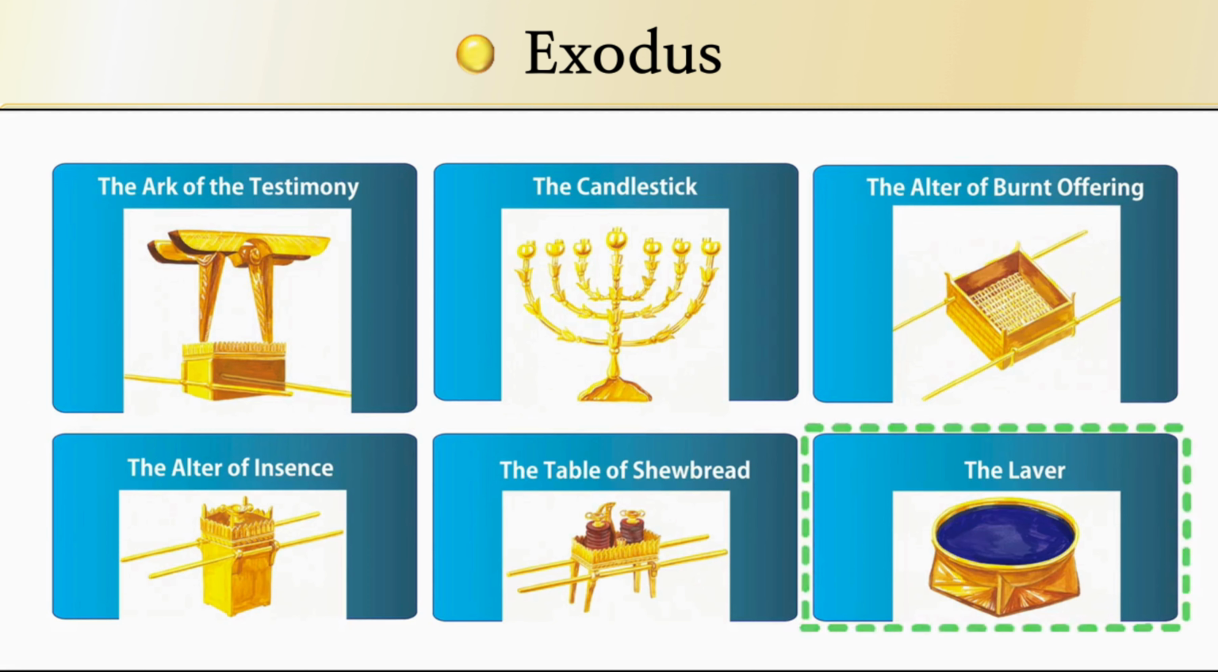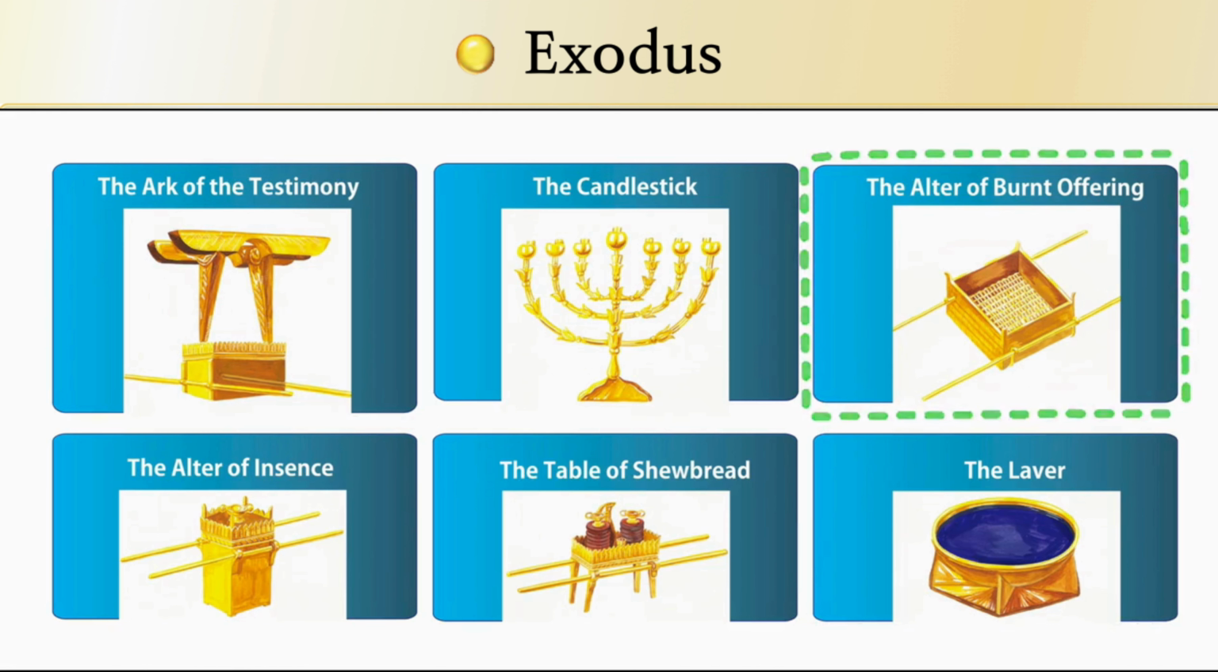The laver, which was located between the altar of burnt offering and the holy place in the court of the tabernacle, that is within the tabernacle fence, was made of brass. When the high priest entered the tabernacle or approached the altar to perform his duties, he was prepared to wash in the water of the laver to avoid death.